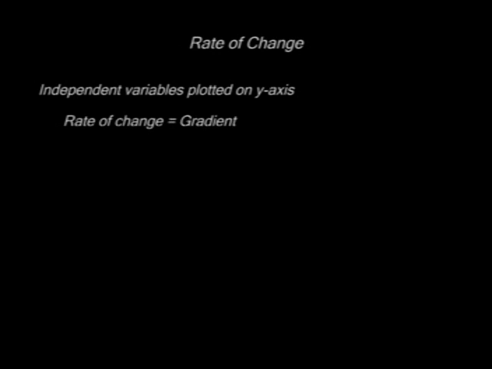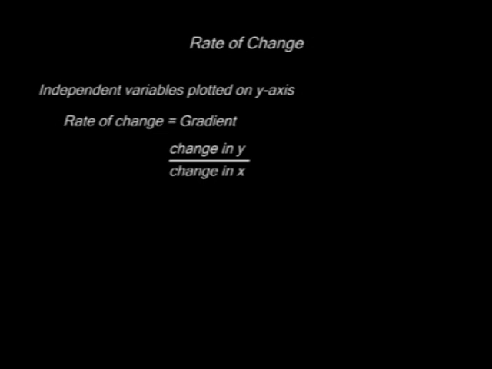Rate of change. Since dependent variables are plotted on the y-axis, the rate of change is a measure of the gradient of a curve. That is, the rate of change is equal to gradient, which is equal to change in y-coordinate over the change in x-coordinate.